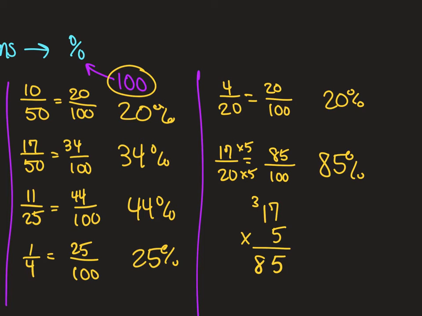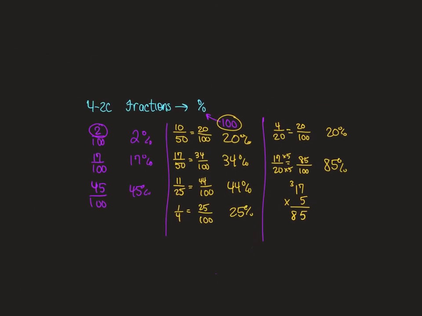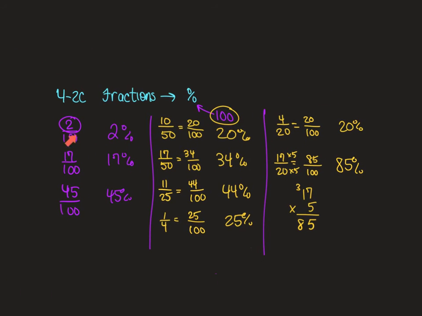And actually, looking at your homework, they give you all easy ones. They give you all denominators like 100 or 50 or 25 or 4 or 20 or maybe even 10. They give you all denominators that can, guess what, make 100. And once you make 100, then it's just the numerator. That's your answer.